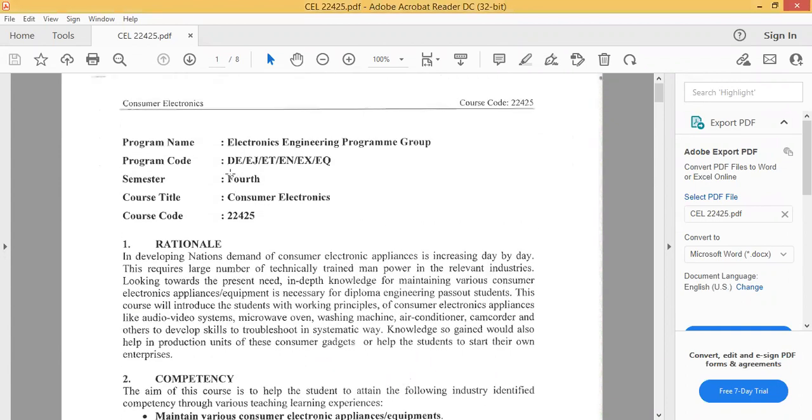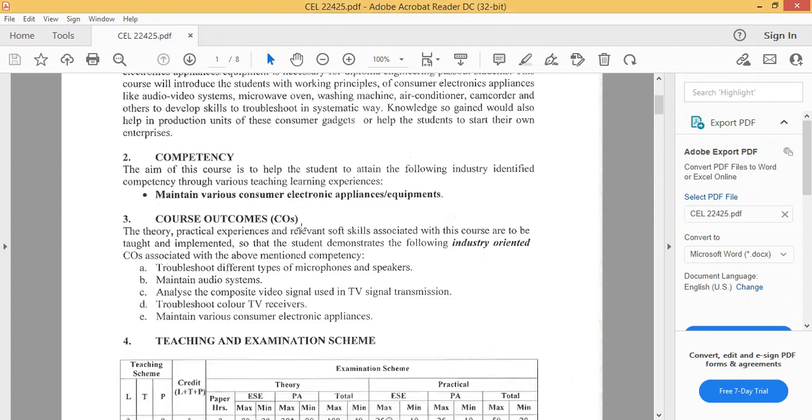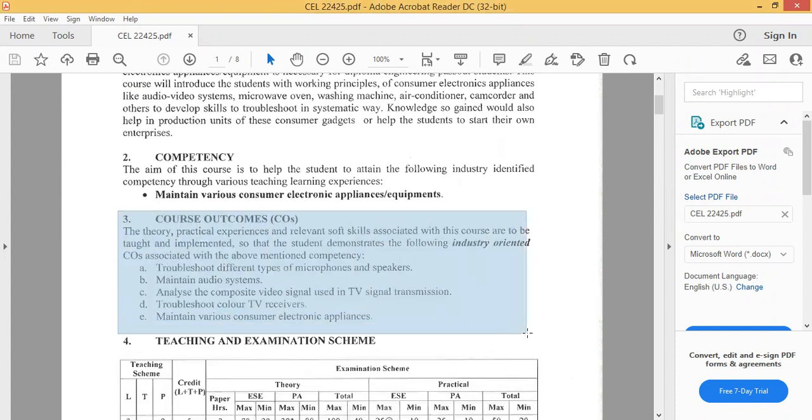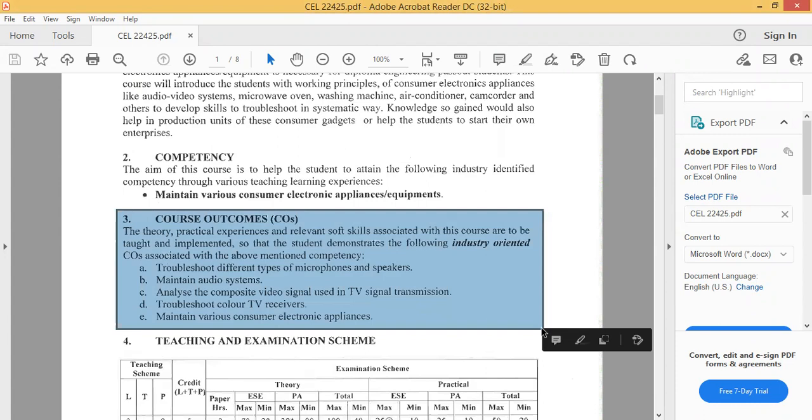So this is the 4th semester consumer electronics subject. The course outcomes are, when you learn this subject completely, what outcomes you will get. The first is troubleshooting different types of microphones and speakers. In unit number 1, you are going to learn about audio fundamentals: how audio actually works, and what the physical parameters of audio are.